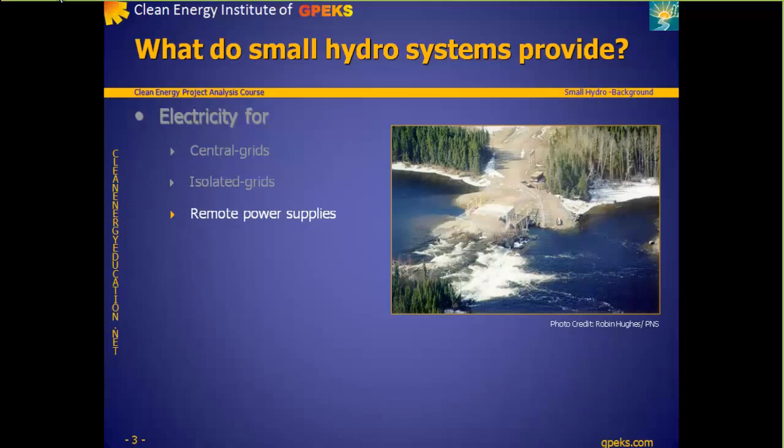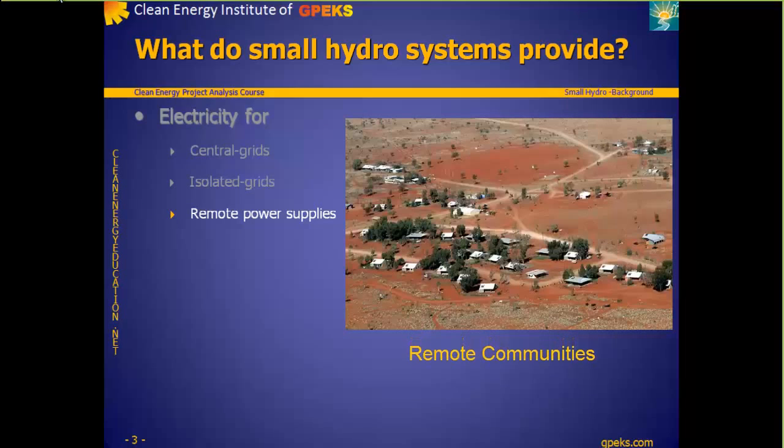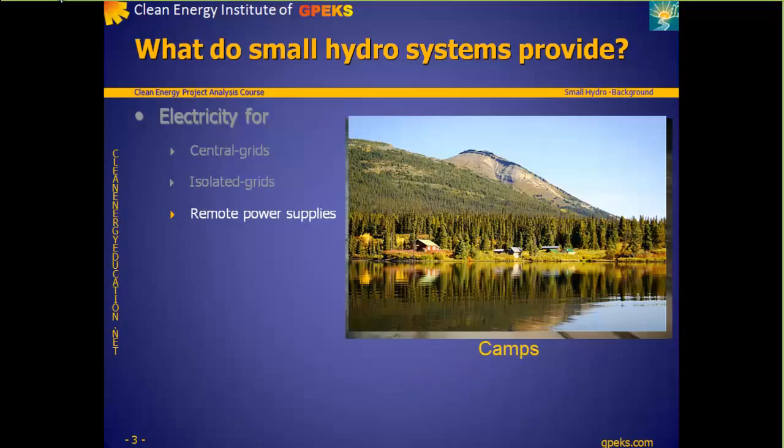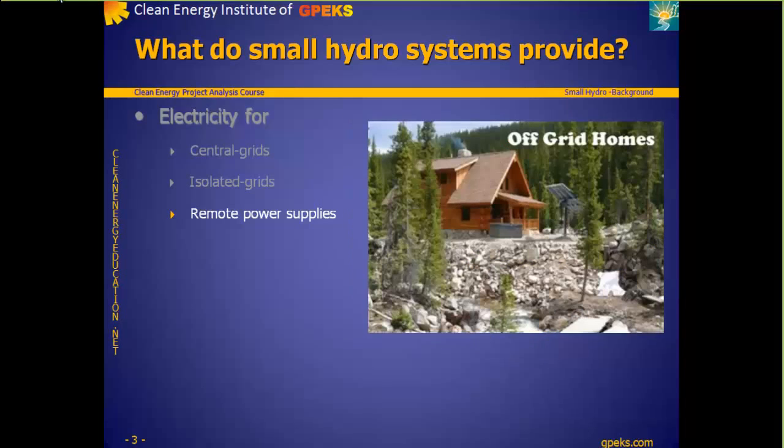Small hydro systems are used to power remote communities, mines, and camps that are not served by the grid. Very small hydro systems can even be used to provide electricity to individual off-grid homes.